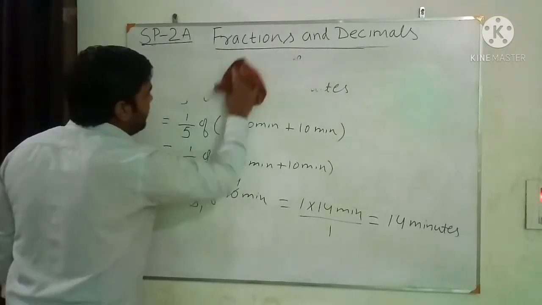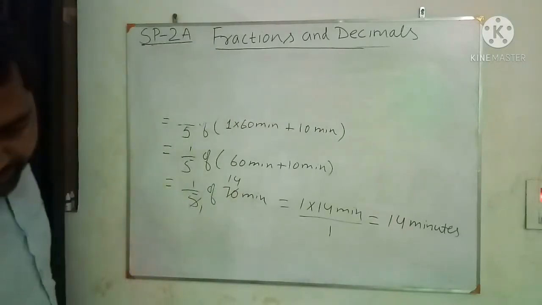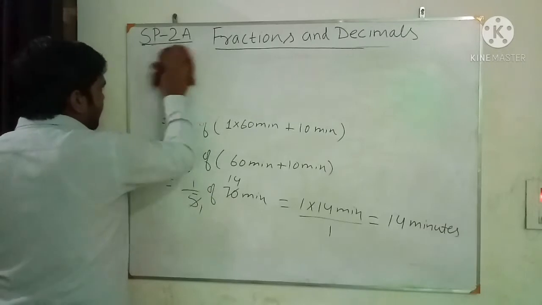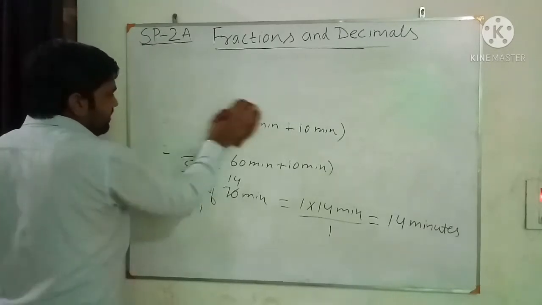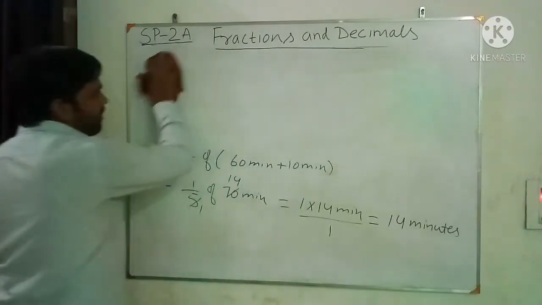1B I am leaving as homework. In 1B it is asked, 1 by 5 of a non-leap year. So a non-leap year has 365 days. A leap year has 366 days. So 1 by 5 of 365 we have to find.